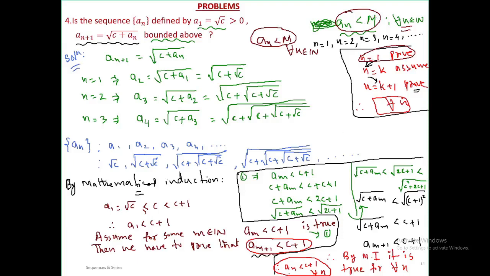So clearly I have done that. a_n is less than C plus 1 for all n. By induction I proved it. Therefore the given sequence is bounded above.